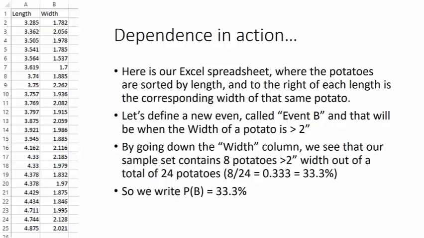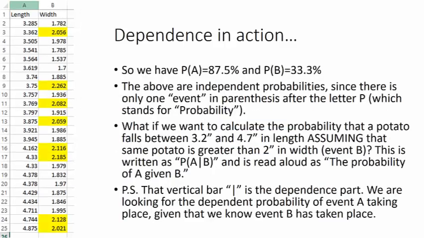And we go ahead and use the percent to mean multiplied by 100. So we write 33.3%. So the probability of event B happening is 33.3%. It's the probability that you'll randomly pick a potato out of the bag that is greater than 2 inches in width is about a third of the time, 33.33333%. So let's go ahead and see dependence in action.